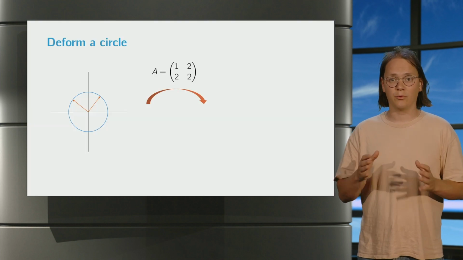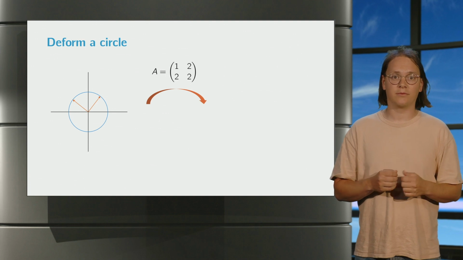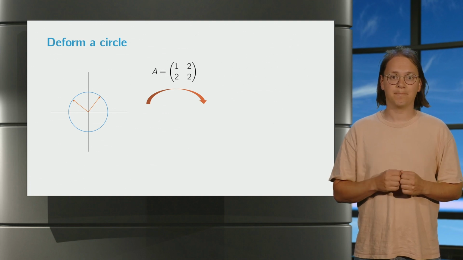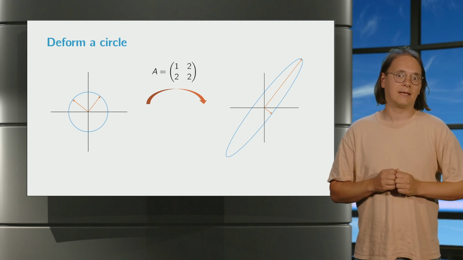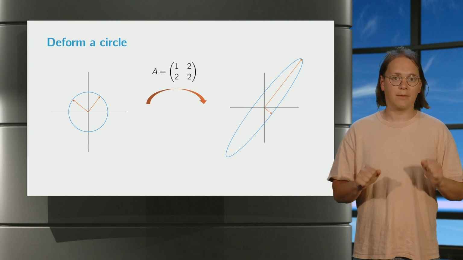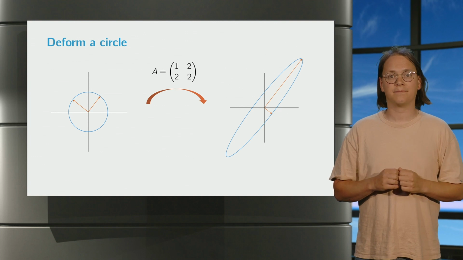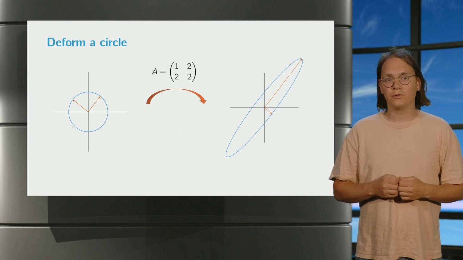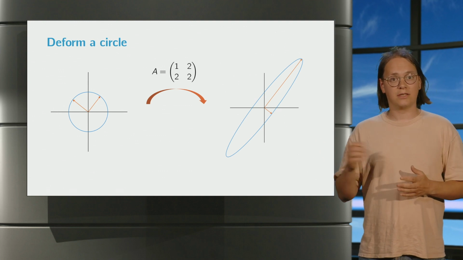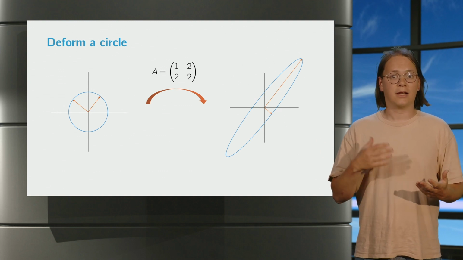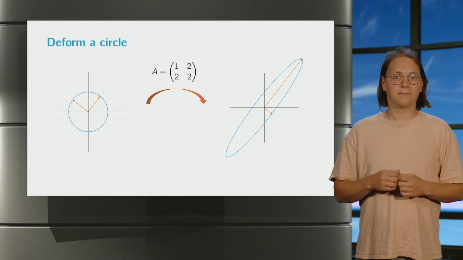Suppose we start with a unit circle and apply a linear transformation with standard matrix A. Then we will obtain an ellipse. But what ellipse exactly? What are the lengths of its semi-major and semi-minor axes? To find this out, it will be useful to consider the eigenvectors of the matrix A. As you can see, they end up on these semi-major and semi-minor axes touching the ellipse.